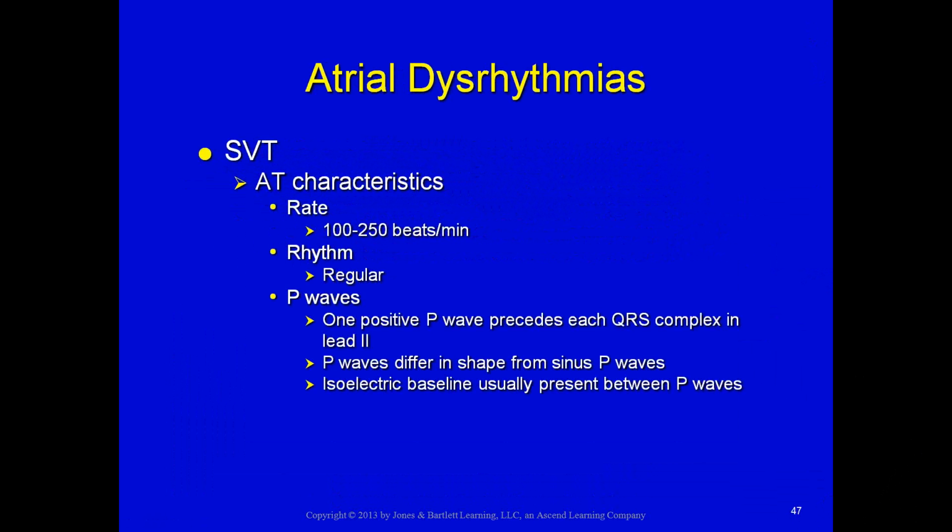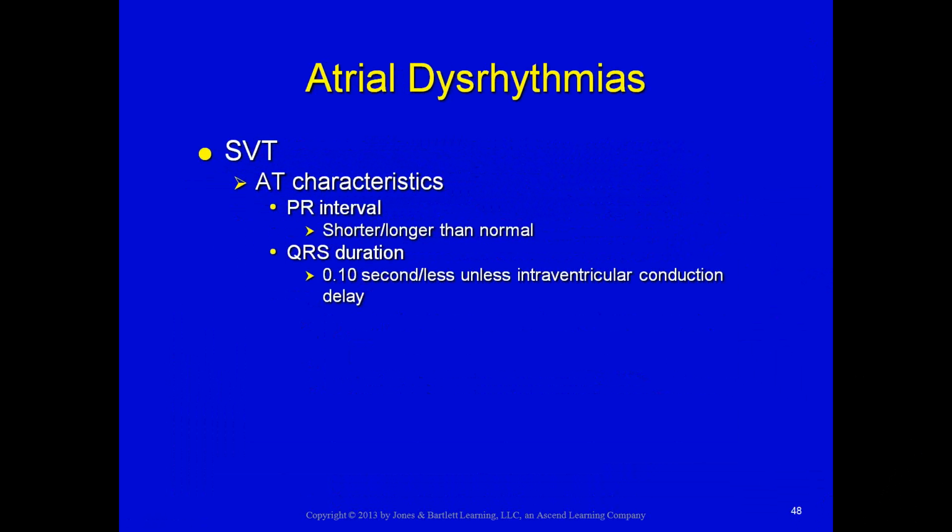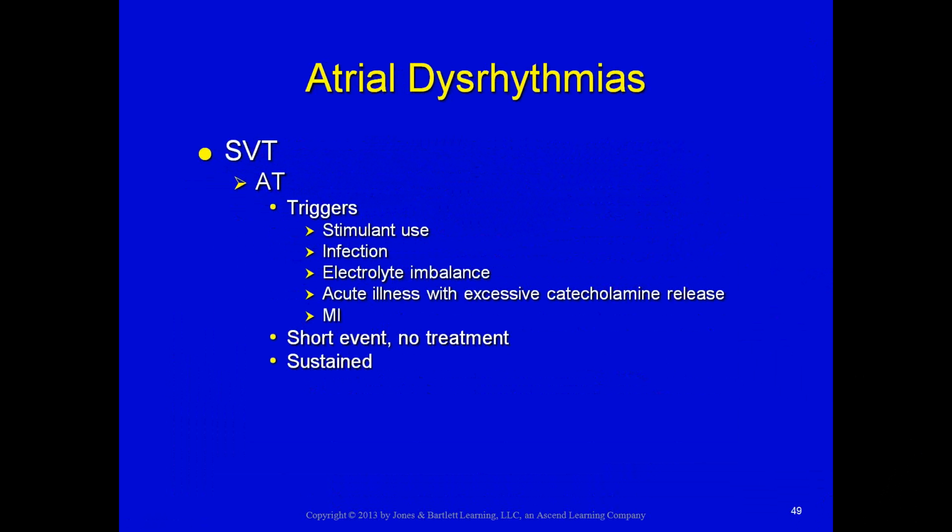The rhythm is regular. There's a P wave for every QRS, unless of course the rhythm gets going so fast that everything's close together and you can't see them. The P waves differ in shape from the sinus P wave, so it's not going to be nice and rounded and upright when you do see them. And the isoelectric baseline is usually present between P waves. The PR interval may be shorter or longer than normal. The QRS width should be okay, because once it goes down the bundle of His in the right and left bundle, it should cause a normal contraction of the QRS.